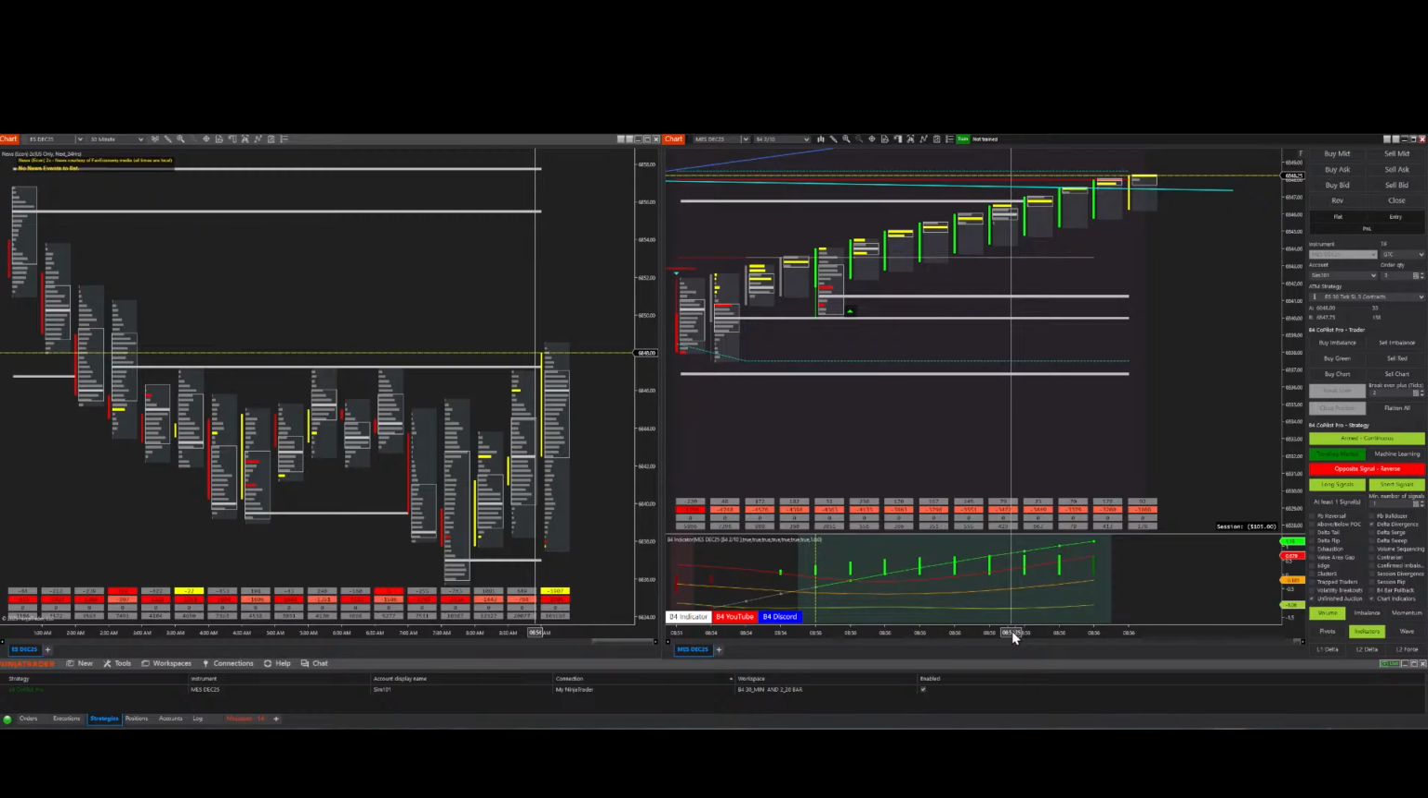Looking here, we went from the bottom side of the opening range to the top side of the opening range. We're above now, and right there at a possible resistance area, and then of course right here the virgin point of control would be here.